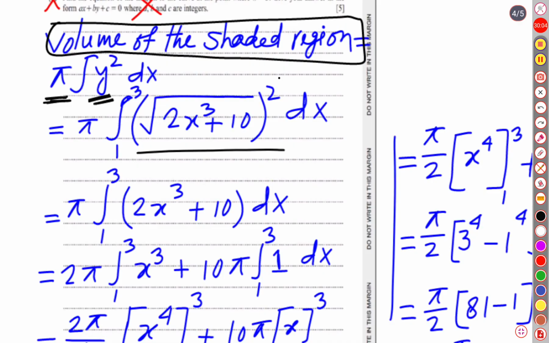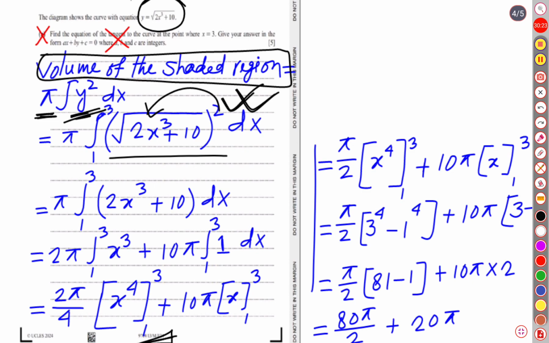Then this square is for volume. Whenever the word volume is mentioned, we use the whole square. Then what happened here? The square and the square root dissolve each other, so there is neither a square root nor a square in this case.